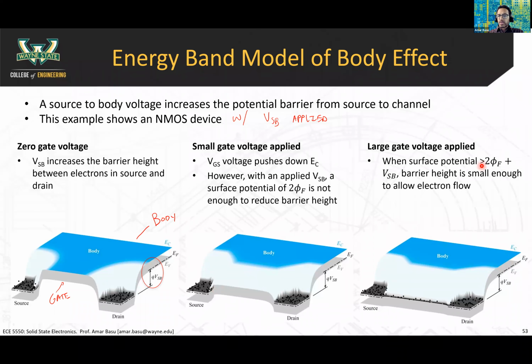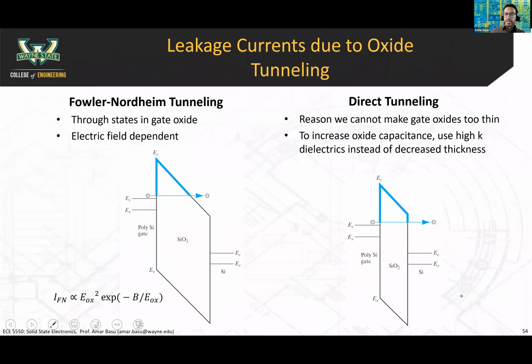Okay, so when you apply a surface potential greater than 2 phi f plus the source to body voltage, then the barrier finally becomes small enough for electrons to flow between the source and the drain. Okay, so that's a 2D energy band diagram to show that. All right, next up, leakage currents.